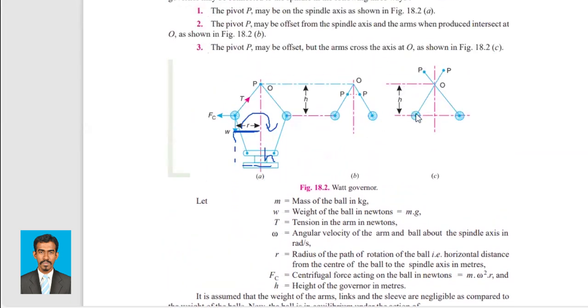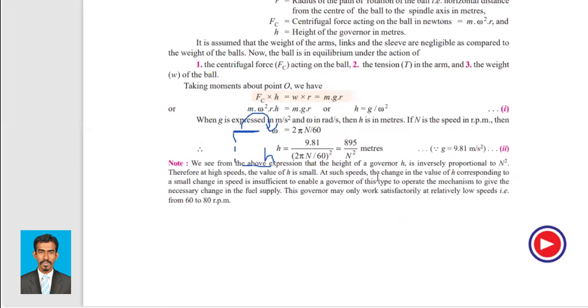If n squared increases, that means speed increases. If the speed increases, the balls will move this way, right? So if the balls move this way, the h will decrease, right? On the other hand, if n squared decreases, which means the speed decreases, the balls will go this way, up or down, right? So in that case, the h will increase, right? So that's why it is said h and n squared are inversely proportional.